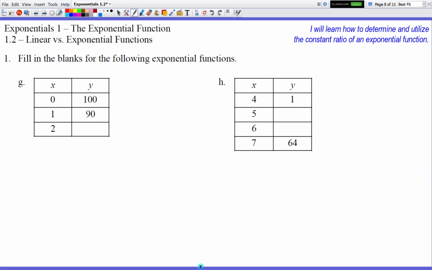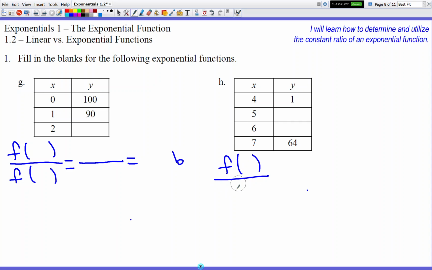Okay, next one. Now they have us at tables again. So let's write the blank equation like I told you guys we're going to do for every single problem for this whole entire, I think, 3 sections. We're going to start with this every time. Okay, f of blank divided by f of blank equals fraction bar equals hopefully regular plain old b.